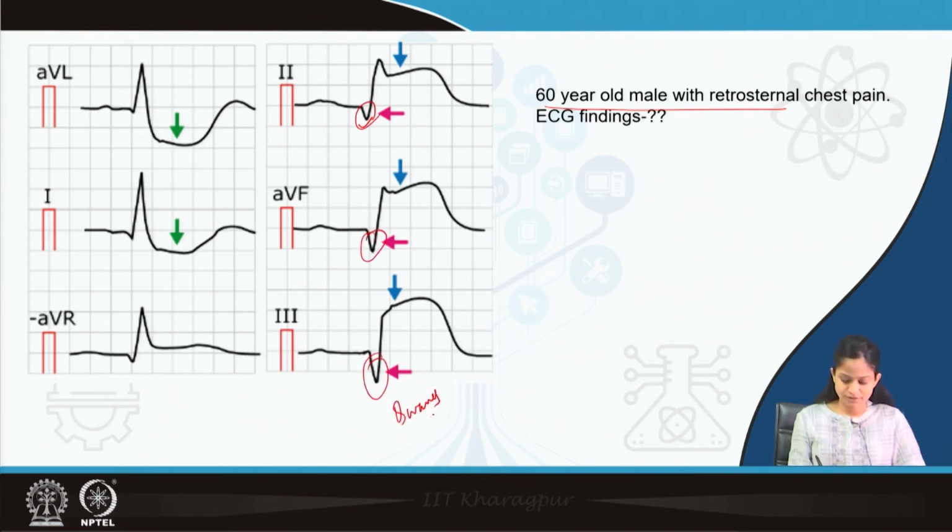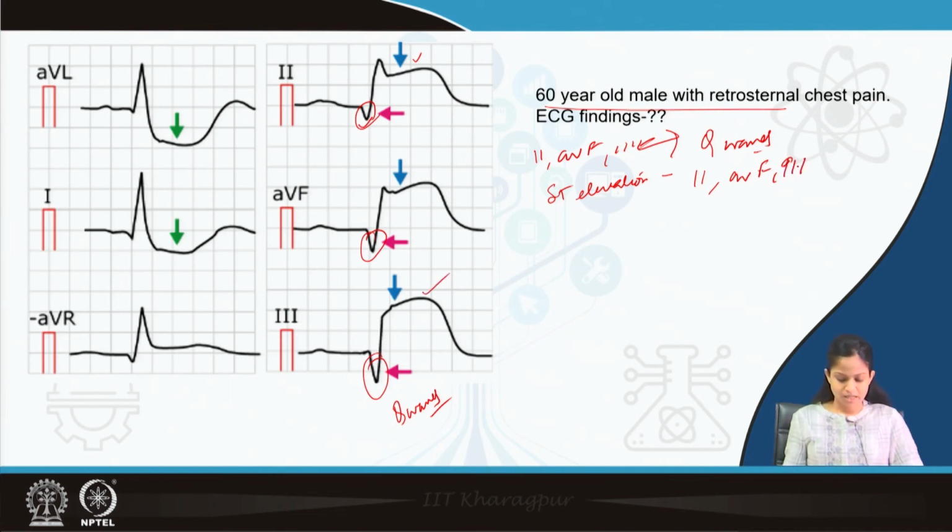These are nothing but the Q waves we get to see in case of lead 2, AVF and lead 3. Here we see Q waves. Second, we see ST segment elevation. ST segment elevation we also see in lead 2, AVF and, of course, lead 3. We also see ST segment depression in case of AVL and I.